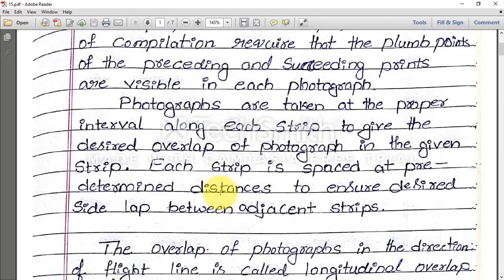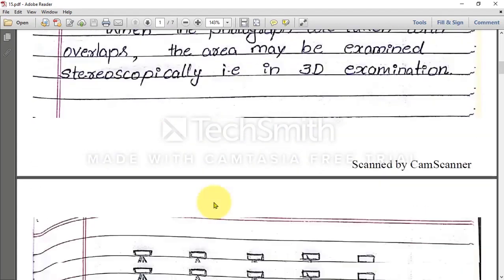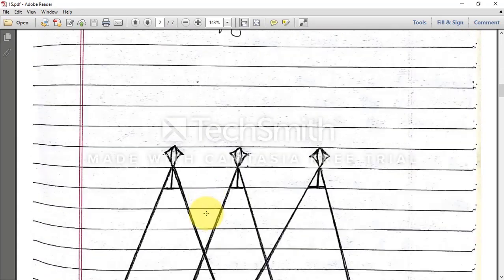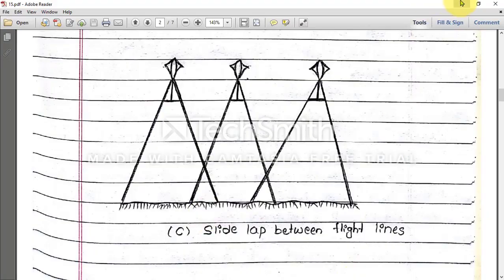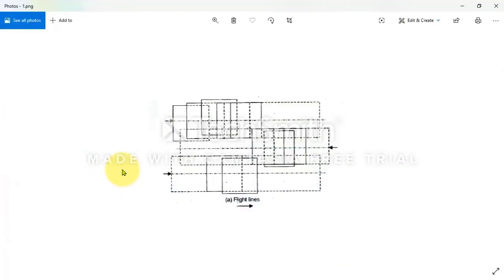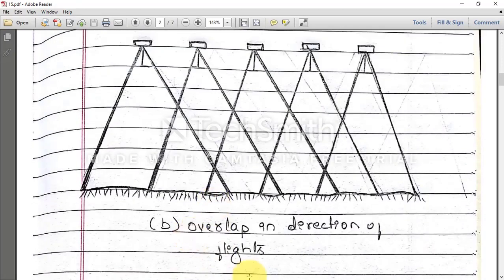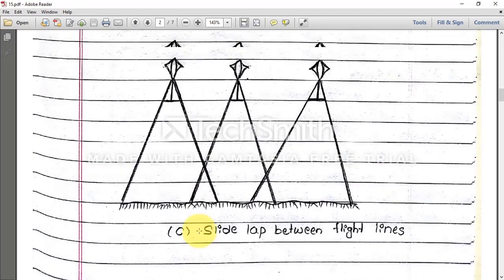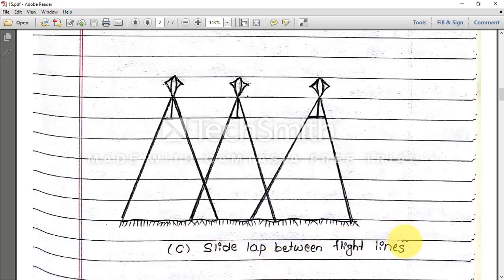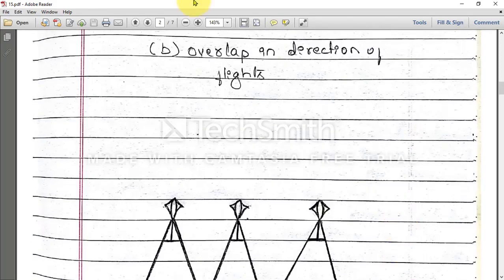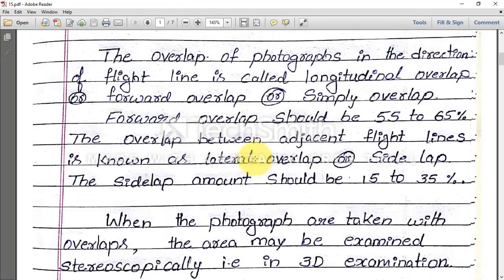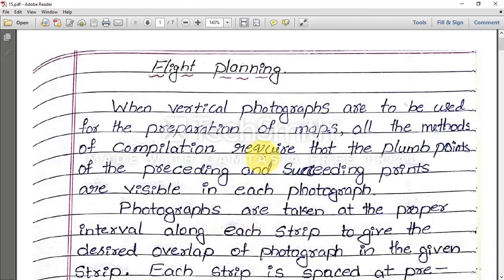This is about flight planning. Only this. You write these three figures. This is the first figure, A, flight lines, in flight planning. This is B, overlap in the direction of flight, the second figure. This one is C, side lap between flight lines. This will be asked for 6 to 8 marks. Write one page of theory and three figures about flight planning. Thank you for watching.